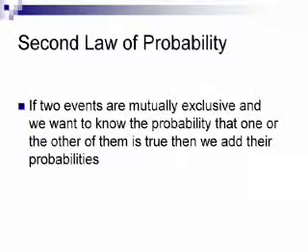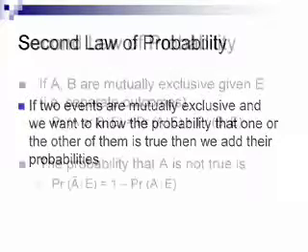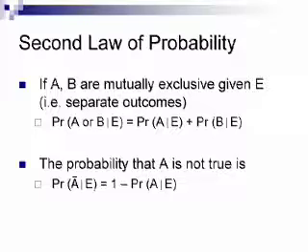It follows that if the probability of an event A is P, the probability of the event not A is 1 minus P, provided that the events are mutually exclusive. This is the second law of probability.